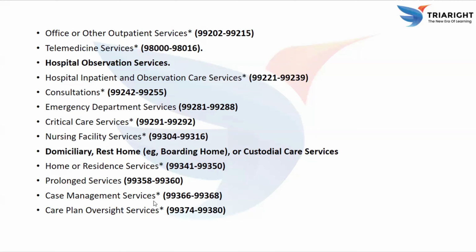And coming to case management services. Generally these case management services focus on coordinating the care among providers and multidisciplinary discussions, for example a team meeting for a complex oncology patient, and care plan oversight services. The code ranges are 99374 to 99380. These are used for ongoing supervision of home health care and hospice care. For example, reviewing the reports and adjusting the plans without a face-to-face visit.